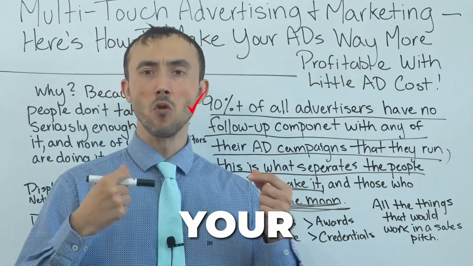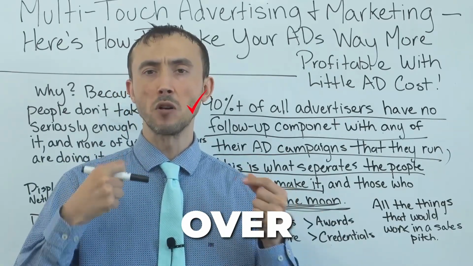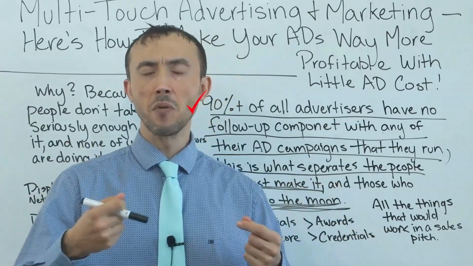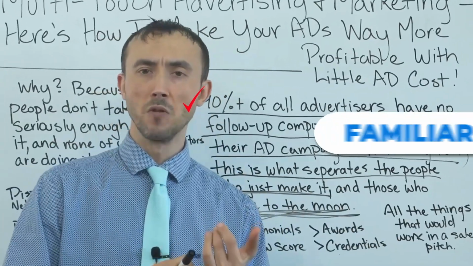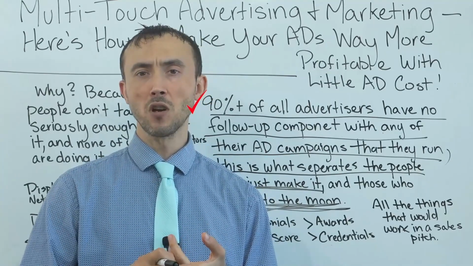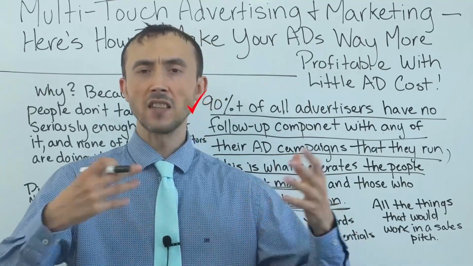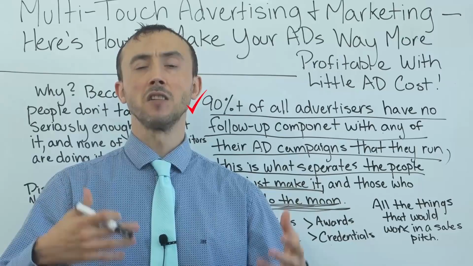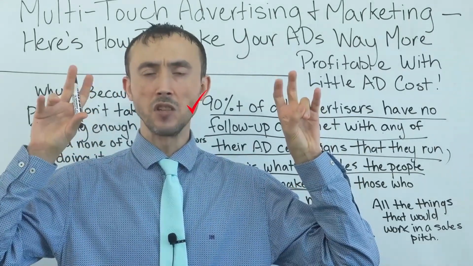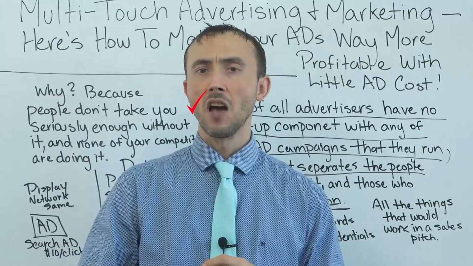Your brand, your product and service is going to stand out so much over the competition that if they are going to buy from somebody, they're going to end up buying from you because you're going to be the most familiar, the most trusted, and half the time they're just going to go with the most trusted option. So that's how you get twice as much productivity from a certain amount of ad spend when you do this multi-touch follow-up approach with your advertising budget.